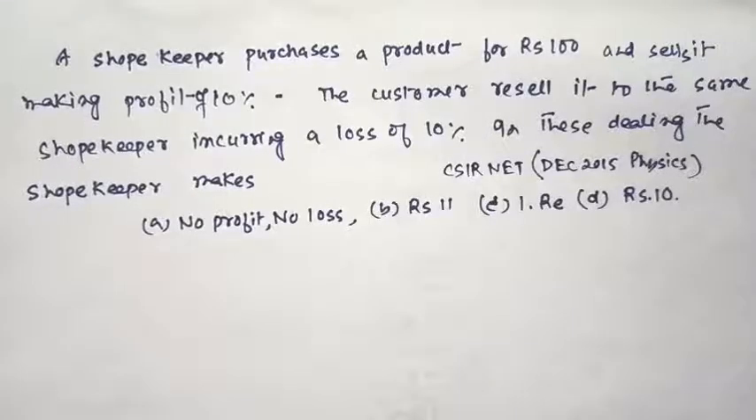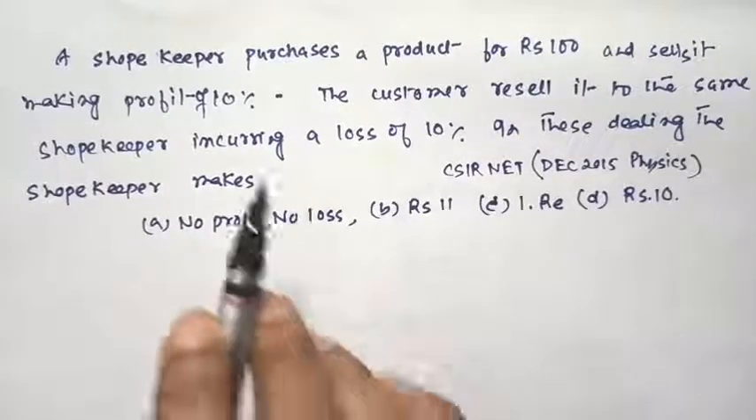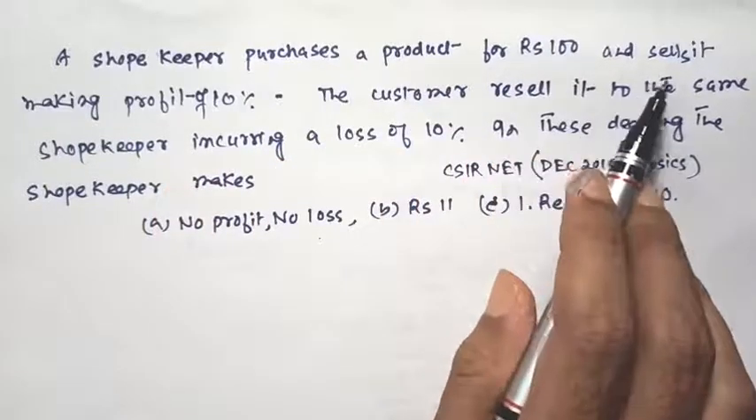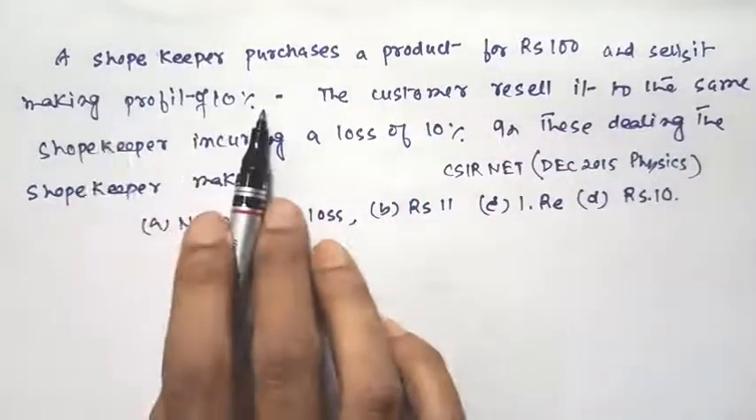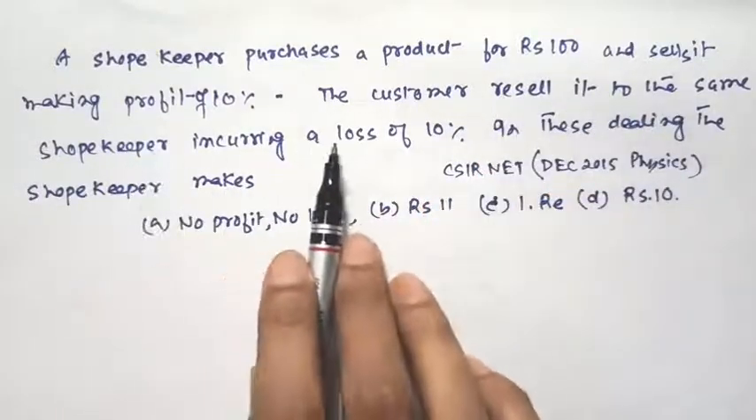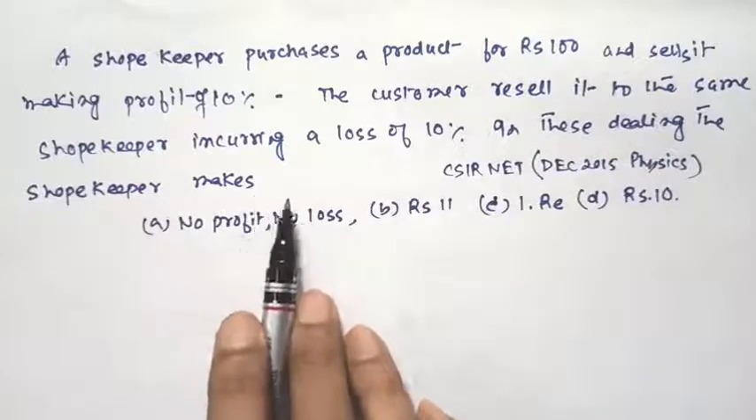So this is a question from percentage and profit and loss. Both the concepts are combined here. This question was asked in the physics paper in December 2015. In the question, it is said that a shopkeeper purchases a product at 100 rupees and sells it by making 10% profit. Again, the customer resells it to the same shopkeeper at a loss of 10%. In this dealing, what does the shopkeeper make?